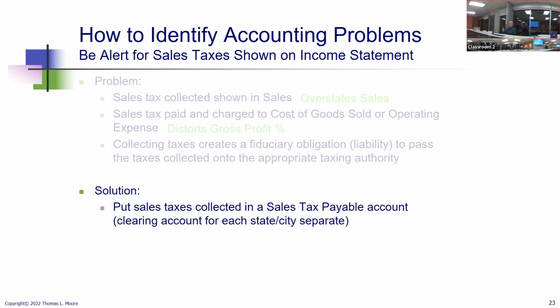You've got to put sales tax collected in a sales tax payable account. It's a clearing account for each city or state, and it's separate. It's not a combined account, it's a separate account.